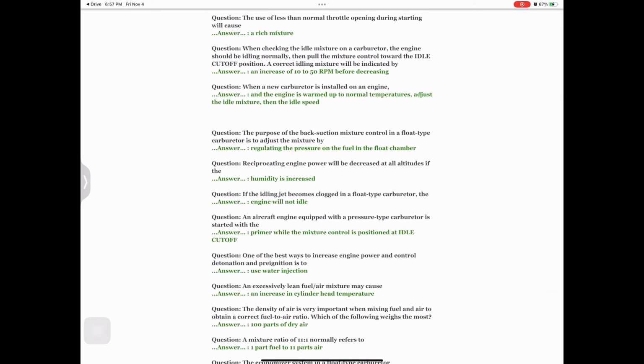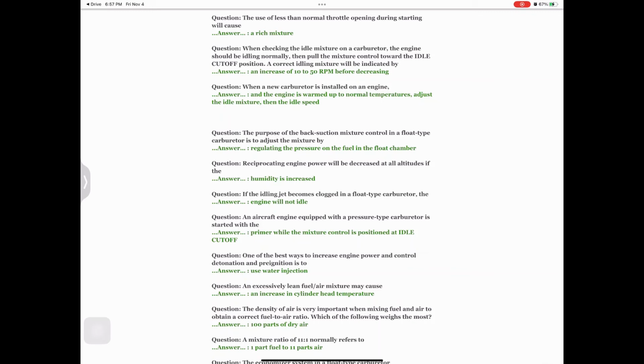Answer: A rich mixture. Question: When checking the idle mixture on a carburetor, the engine should be idling normally, then pull the mixture control toward the idle cutoff position. A correct idling mixture will be indicated by, answer, an increase of 10 to 50 RPM before decreasing.